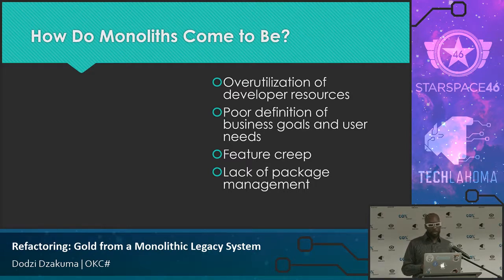Feature creep. We've all had feature creep. Let's just toss everything in. Once again, that monolith. And the last one, and this is where we start seeing where we can possibly break apart a monolith, is lack of package management. If you start embracing package management, those are opportunities for you to find those software seams, break apart the architecture, and say, this is its own thing, it stands in isolation, we can use it that way.